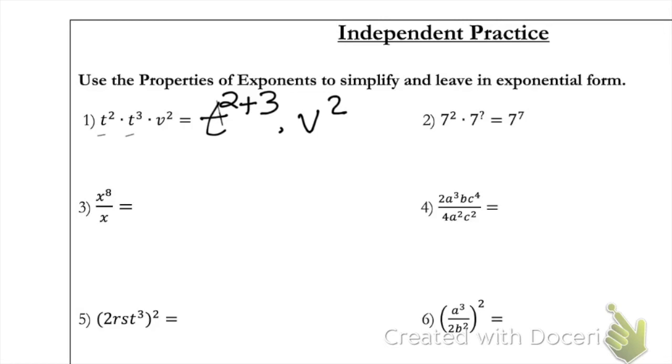Because they don't have the same base. So this here will be t to the 5th power, and then v to the 2nd power, okay? And that's all we have to do for this one.